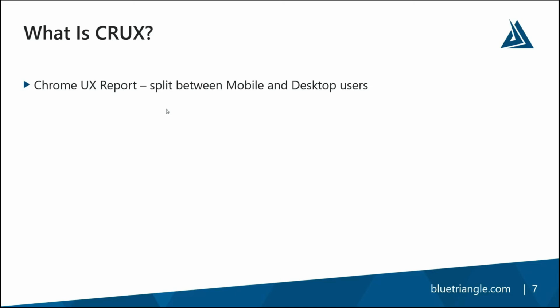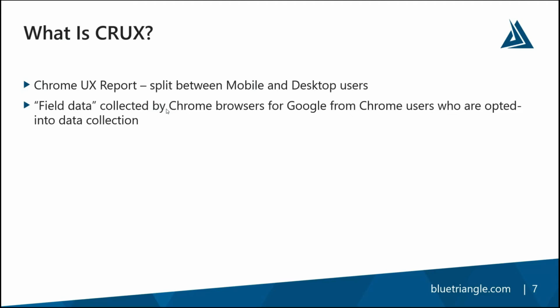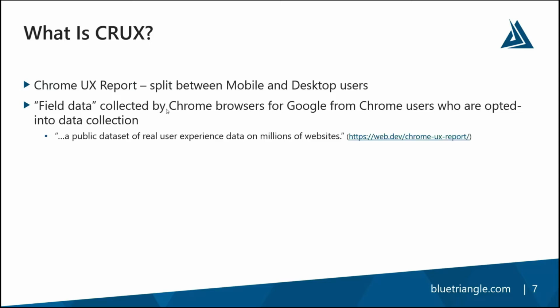Let's talk about what CRUX is. CRUX stands for the Chrome User Experience Report, or CRUX. This report, a lot like the KPI Executive Report, is split between mobile and desktop users because the experience is so different between those two subgroups. Field data, again, is collected by Chrome browsers for Google Chrome from those users who are opted into data collection. So a direct quote from their site talking about the Chrome UX report is that it's a public data set of real user experience data on millions of websites.